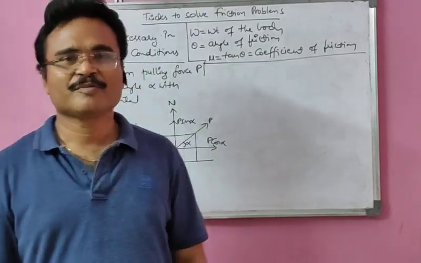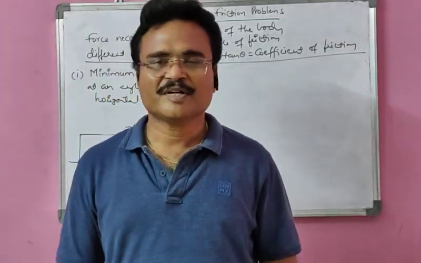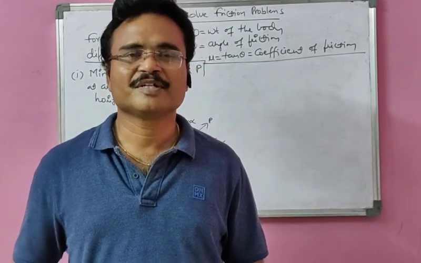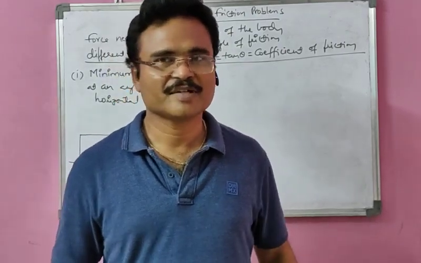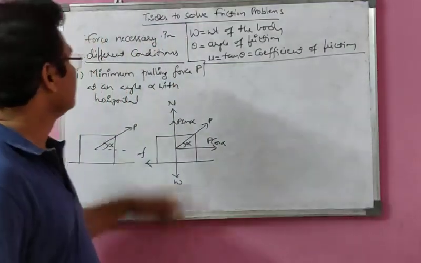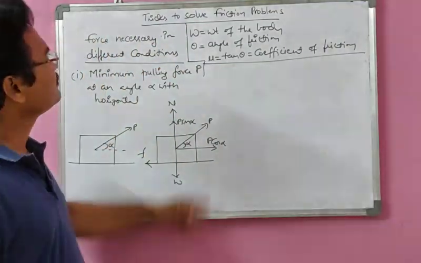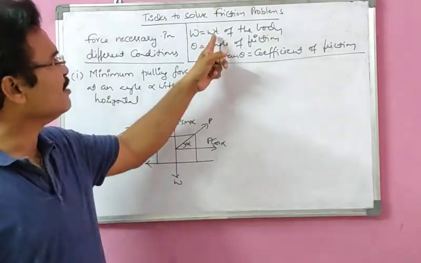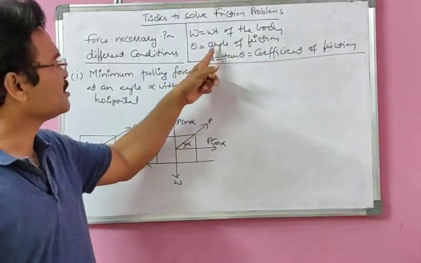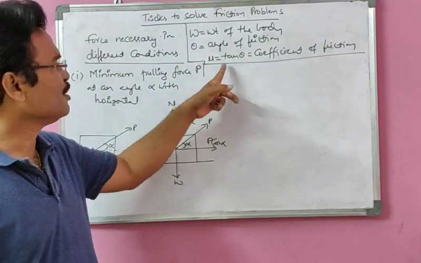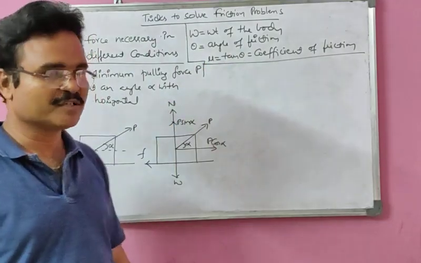Hello students, today I am going to explain some formulas and tricks to solve these friction problems. The first one I am going to tell you is the force necessary in different conditions. So for that, let us assume W is the weight of the body, theta is the angle of friction, and mu equal to tan theta is the coefficient of friction.